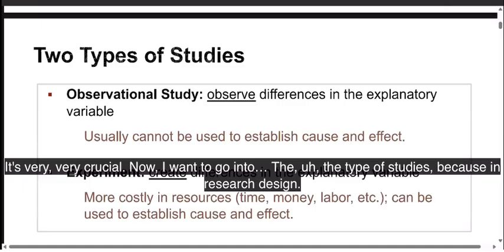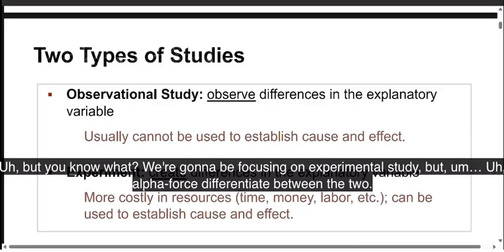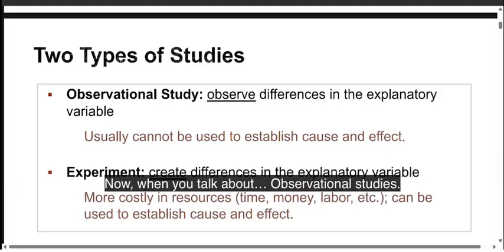Now, I want to go into the types of studies, because in research design we have two types: observational study and experimental study. We're going to be focusing on experimental study, but how do we differentiate between the two? When you talk about observational studies, what do we mean?